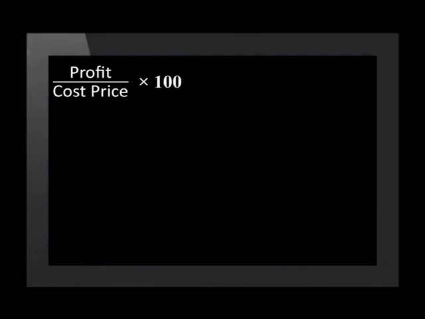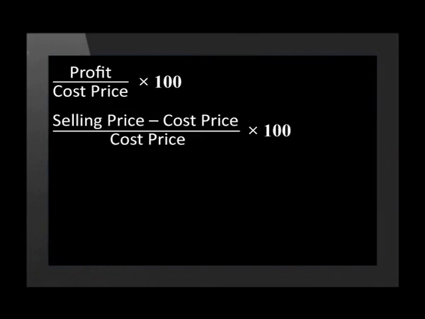Mrs. Miles wants to know what her percentage profit is. We now need to show her how it is calculated. Profit divided by the cost price times 100 equals the percentage profit. Now, to get the profit, we find the difference between the selling price and the cost price. So the formula now looks like this. Selling price minus the cost price divided by the cost price multiplied by 100.